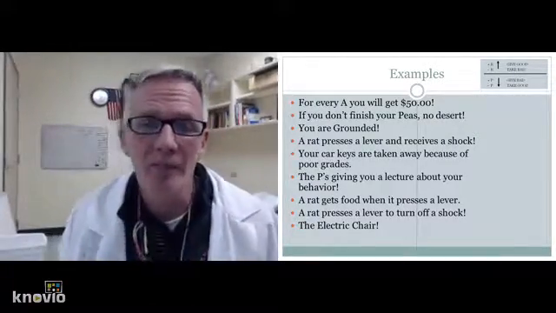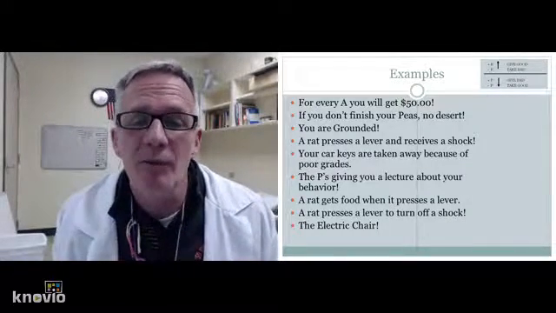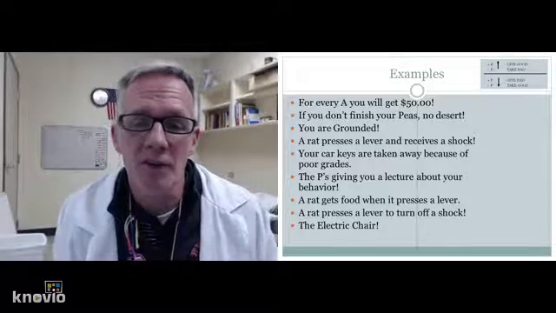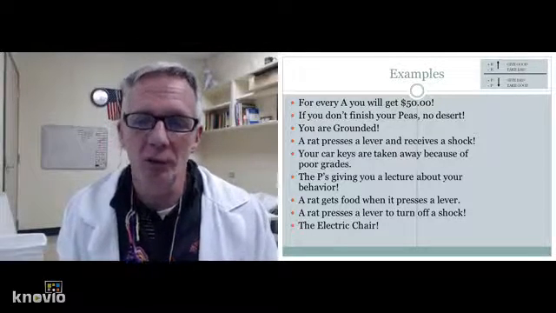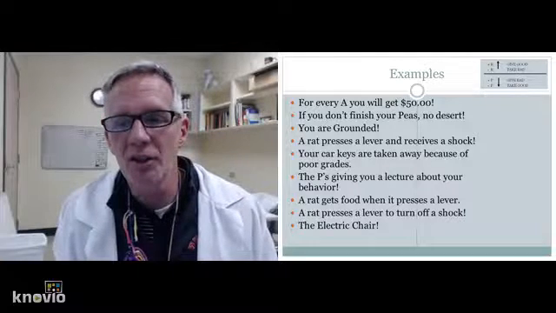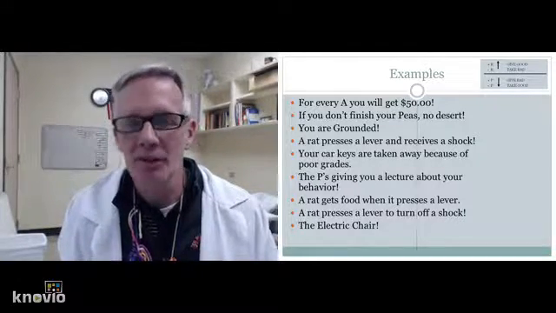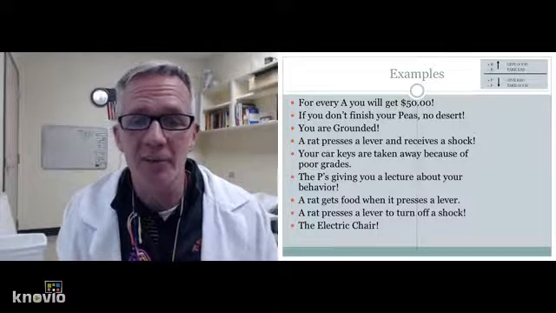All right, here we go. Every A you'll get $50. They're giving you something good. That's a positive reinforcement. So plus R is what you should have. If you don't finish your P's, no dessert. They're taking away something good. Taking away good is going to be negative punishment. You're grounded. They're taking away something good, your friends. It's negative punishment.